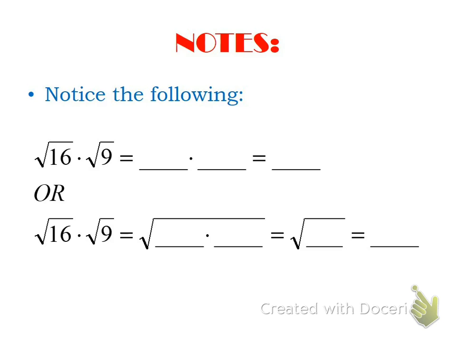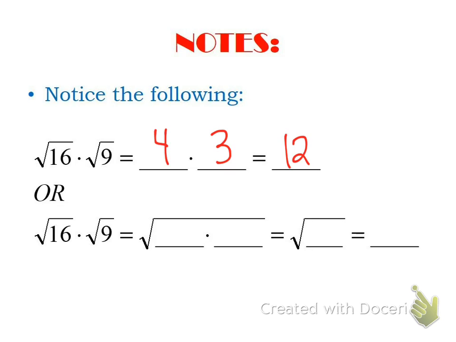Alright, so on this first part, it's sort of like a mini warm-up here. We're asked to notice the following. If we take the square root of 16, what do we get? 4. And the square root of 9? 3. Now if we multiply them together.